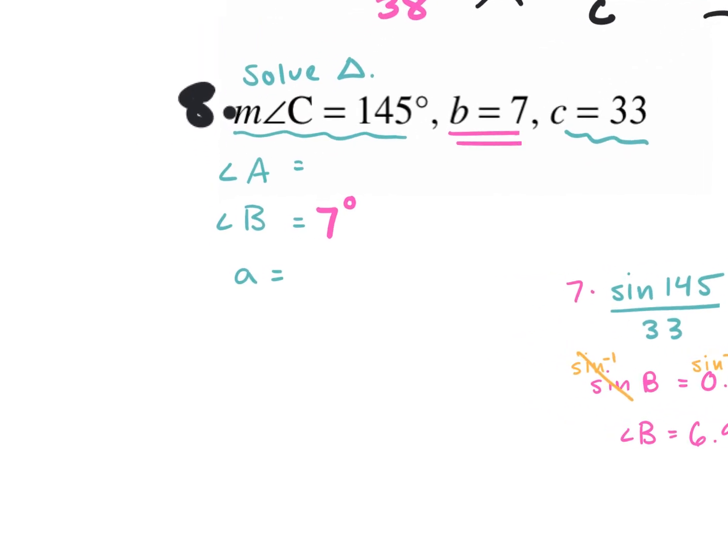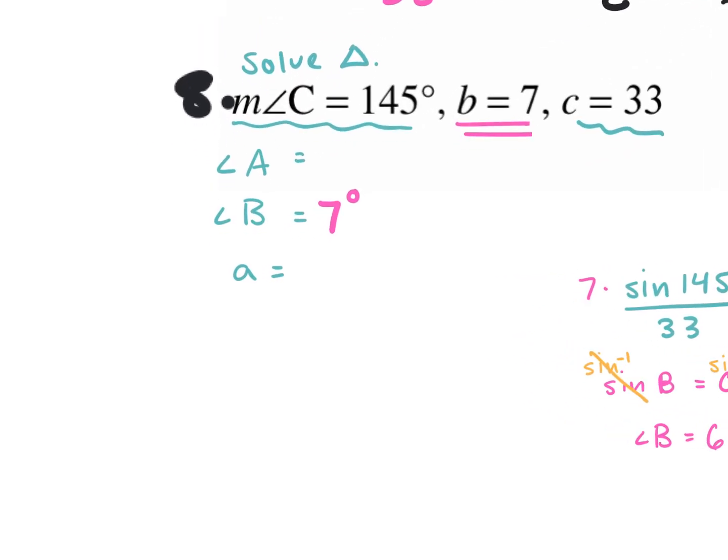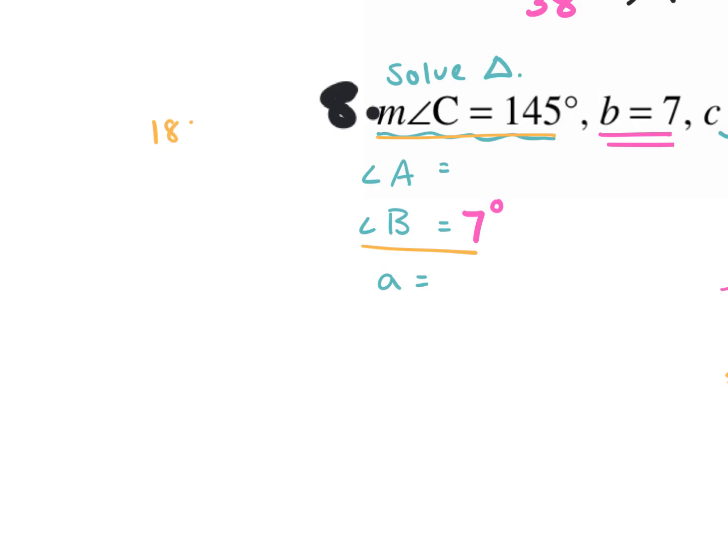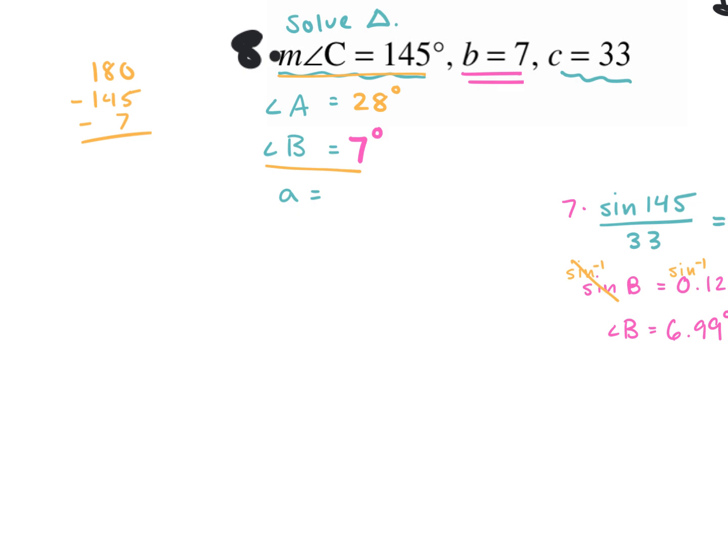Now we don't have any information to find A, but we do have 2 angles of our triangle. So if we have 2 angles of the triangle, how do we find the third? Add them and subtract from 180. So we have 180 minus 145 minus 7. 28 degrees. Now, how do we find side A? What could we do? Side A. So we did that to find angle A because they all add up to 180.